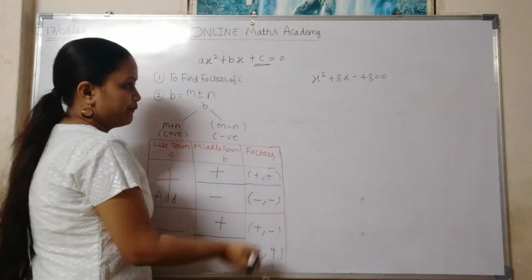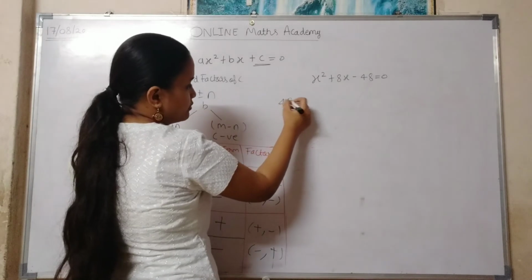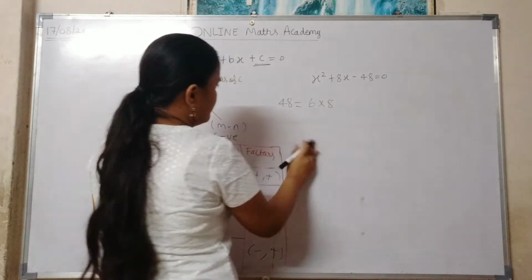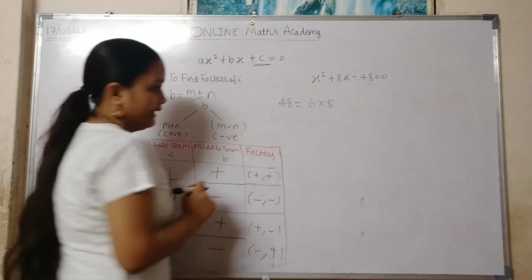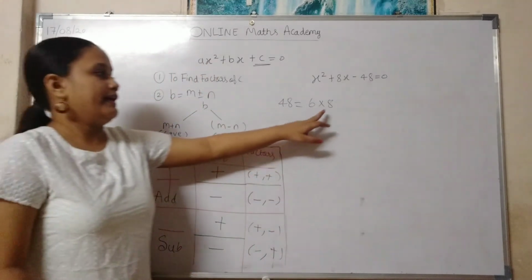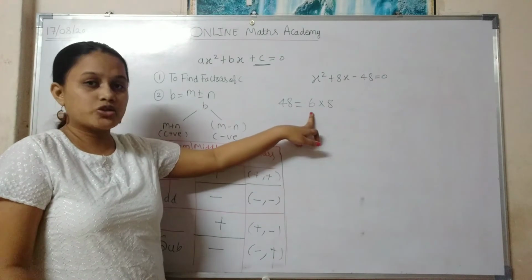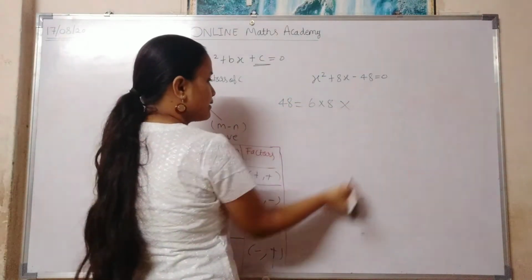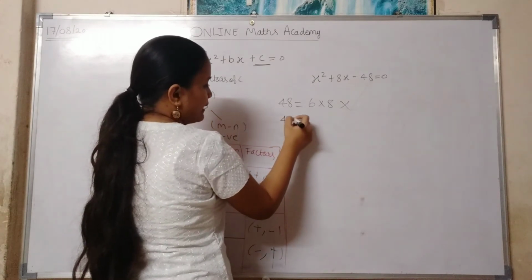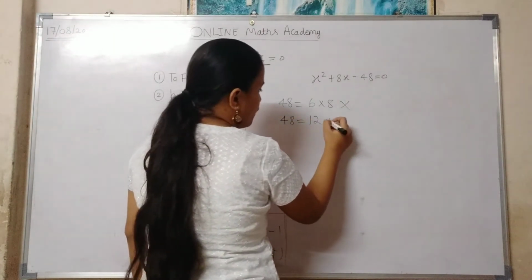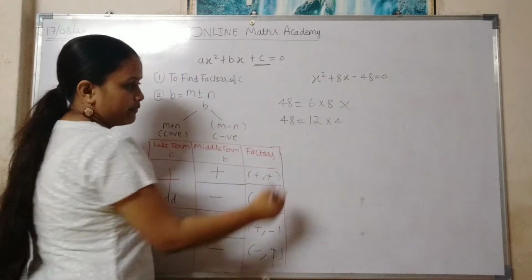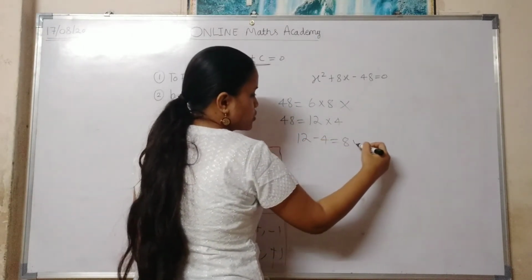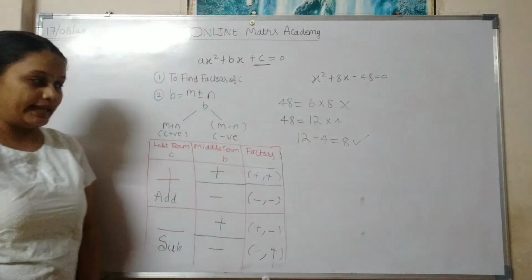So we'll see the factors of 48. If I write 48 as 6 8s are 48, but 8 minus 6 is 2. It is not 8, so this will not be considered. 48 can also be written as 12 4s are 48, and 12 minus 4 gives me 8. So these factors we will take.